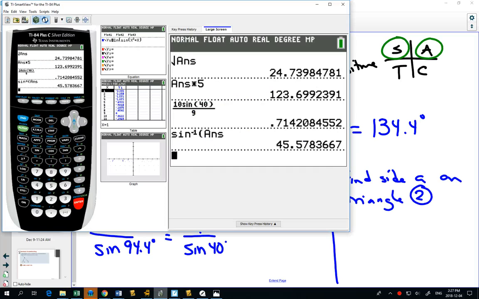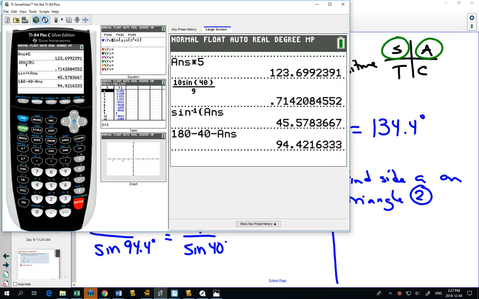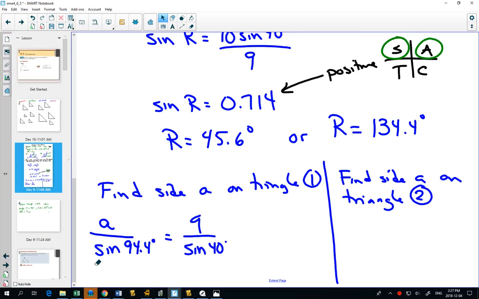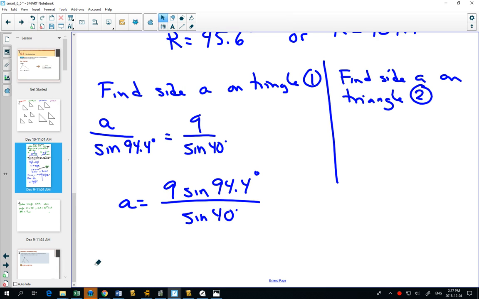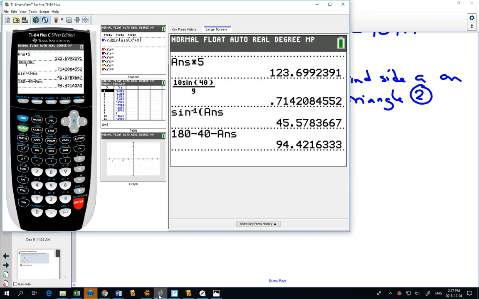So when we go back to our calculator here, I'm going to go 180 minus 40 minus my answer. There's my 94.4. I'm going to save all of those decimal places while I work, because I might make a mistake if I round early. Okay? So 94.42. How do I get a by itself? Multiply both sides by sine of 94.4. I can type that whole thing into my calculator.